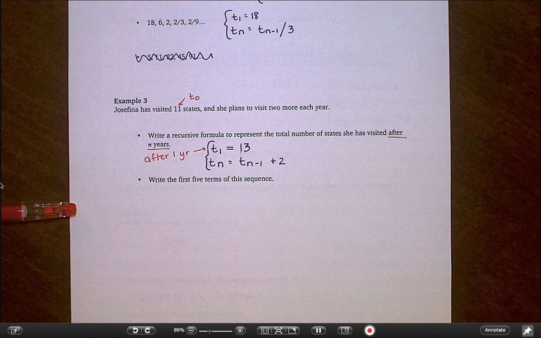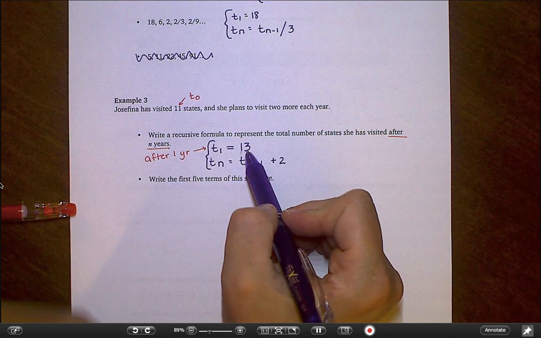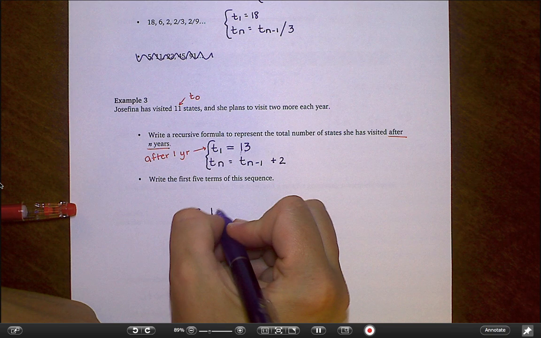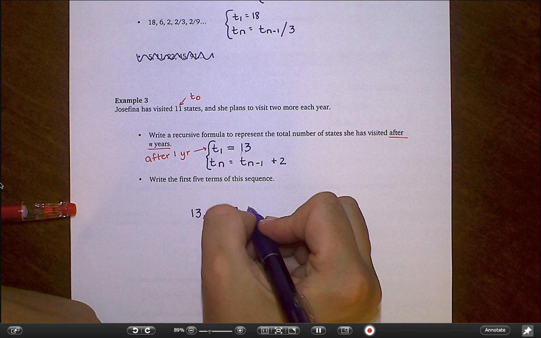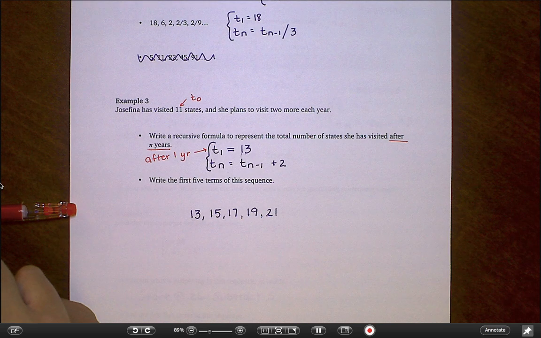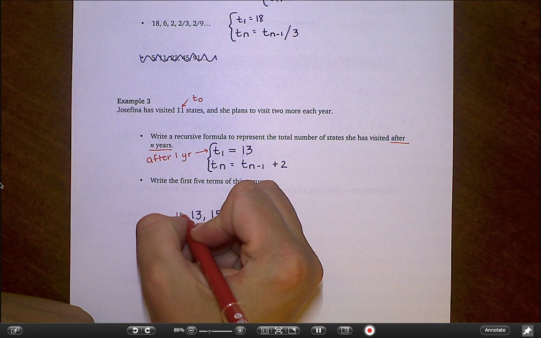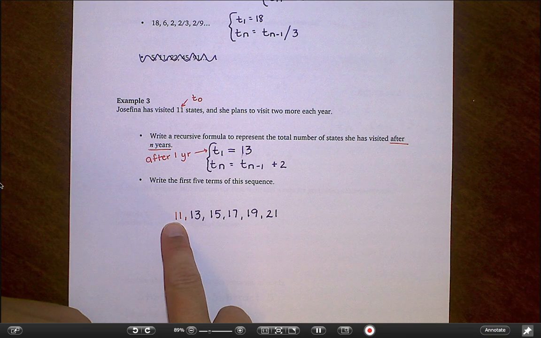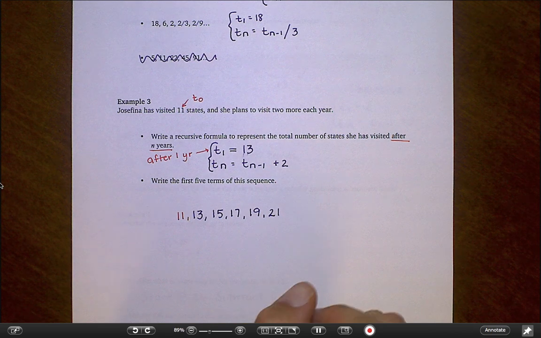Okay. So write the first 5 terms of this sequence. So year 1 would be 13. Year 2 would be 15, right? If I'm adding 2 over and over again. There's year 3, there's year 4, there's year 5, okay? The 11 would technically show up over here, but that's not part of my sequence because that's my term 0. This is after 0 years. I want to start with 1 year. Okay, we always want to start by listing term 1.